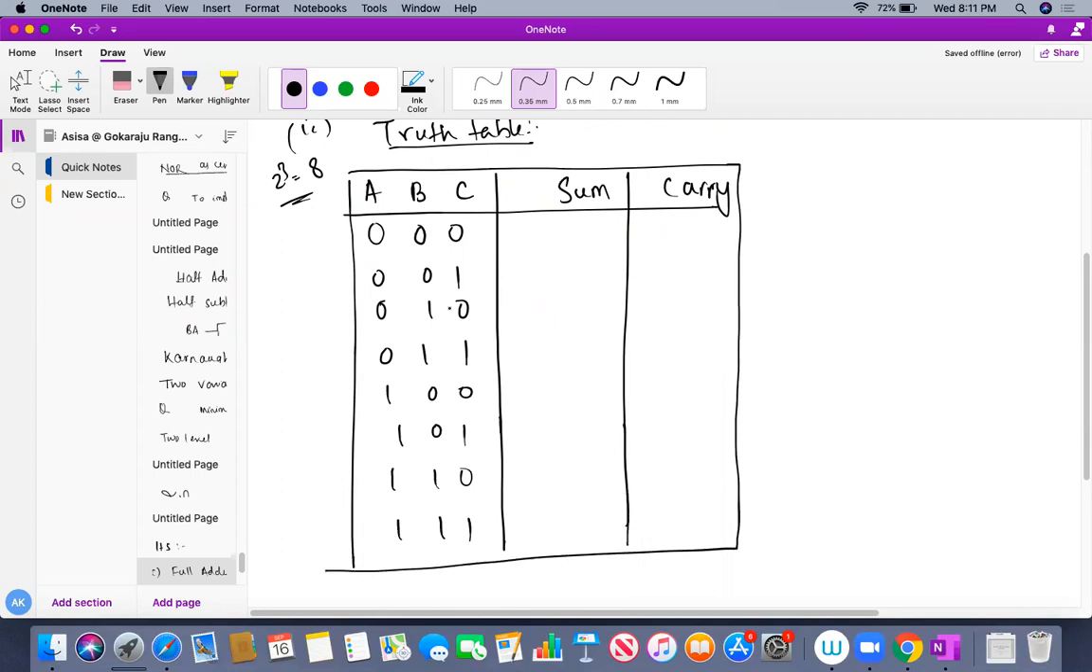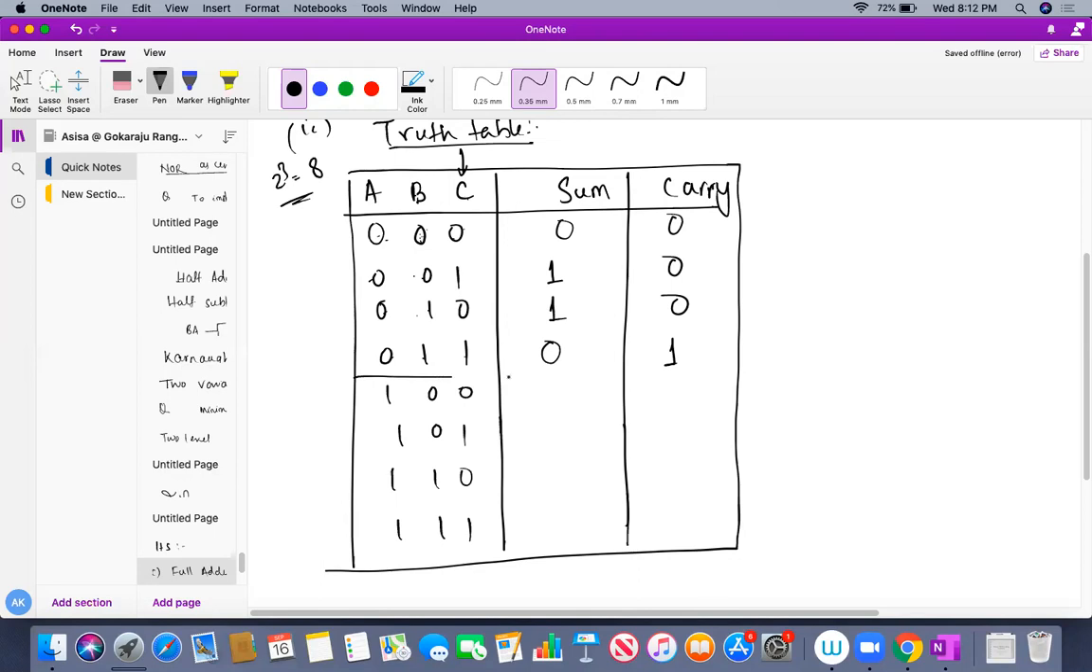What is sum and carry? Very simple. How to add it? See here, 0 plus 0 you have to do. 0 plus 0 is 0. Then whatever result comes, you add with C bit. Okay. Whatever the result comes between A and B addition, add with C and write down the sum. So 0 plus 0 is 0, 0 plus 0 is 0 sum, and carry is also 0. 0 plus 0 is 0, 0 plus 1 is 1, carry is 0. 0 plus 1 is 1, 1 plus 0 is 1, carry is 0. 0 plus 1 is 1, 1 plus 1, sum is 0, carry is 1.